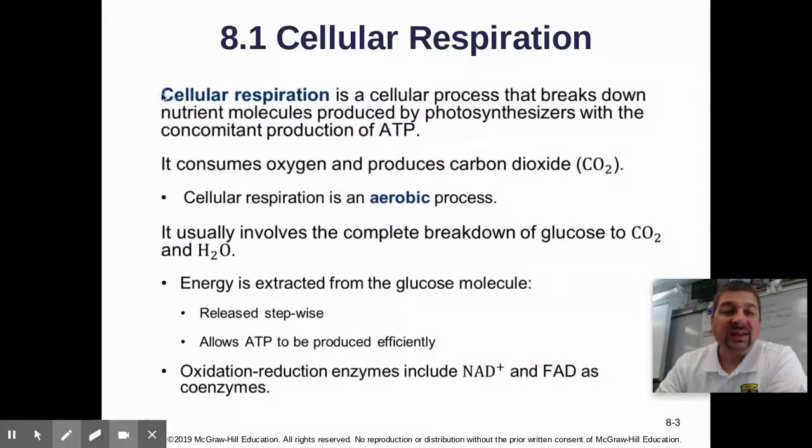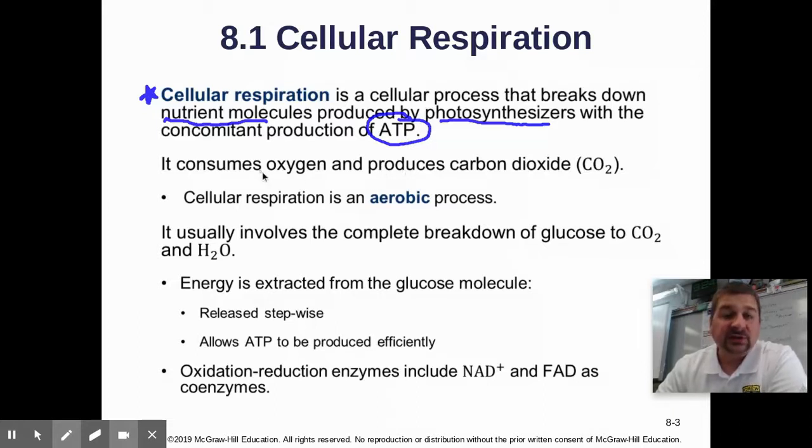Okay, first off, what is cellular respiration? What is this process? You've heard this before. We've studied it briefly in Biology 1. It's a process that breaks down nutrient molecules. Oftentimes, we're going to say things like sugars, like glucose, produced by the autotrophs, the photosynthesizers, with the concomitant production of ATP. Okay, so we're going to break down a high-energy molecule, get that chemical energy out in the form of ATP that our cells can use for cellular processes, for homeostatic regulation.